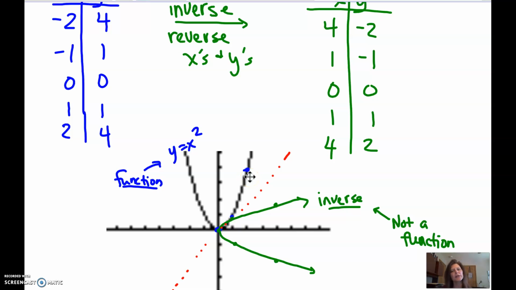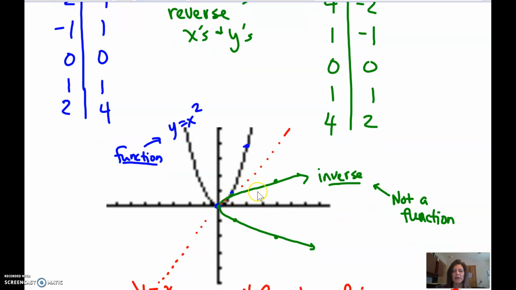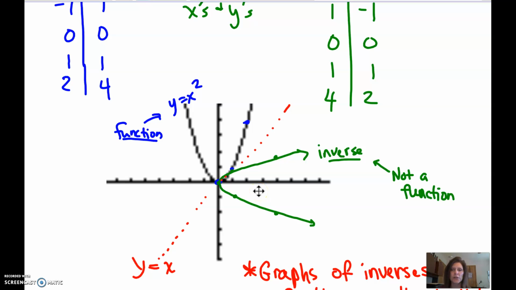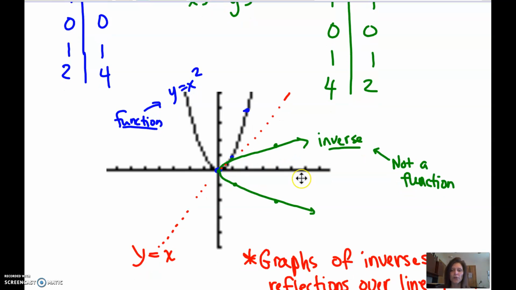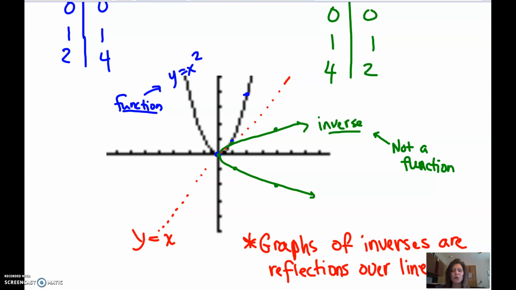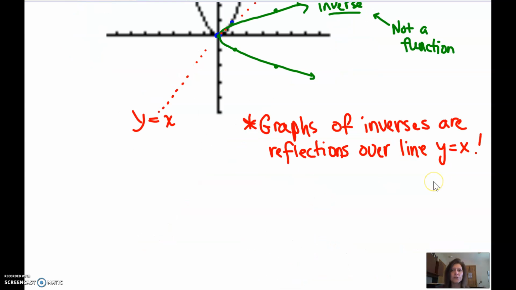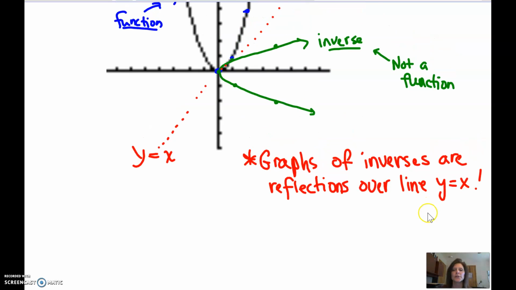There is a relationship even further than that. You see I've drawn a red line here. That is the line y equals x. If we were to pick up the picture and fold it on that diagonal line, we would realize that those two pictures align with one another. So it's important to note that the graphs of inverses are actually reflections over the line y equals x, that diagonal line through the origin.